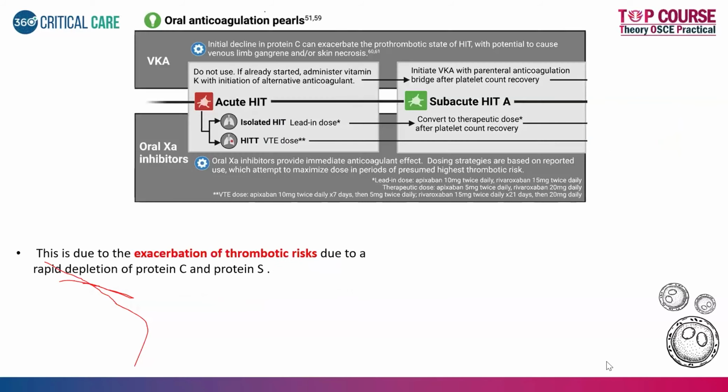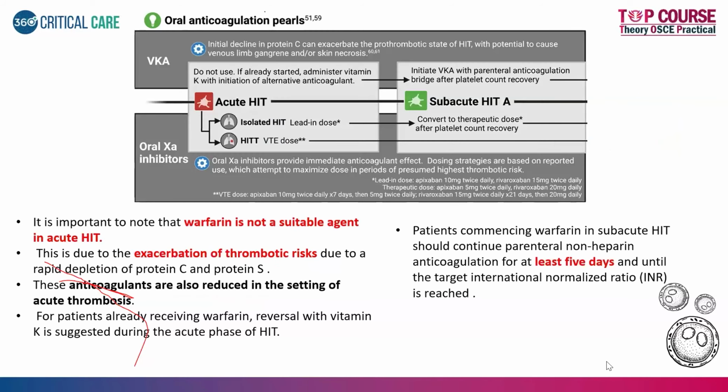So, I told you earlier why we can't use vitamin K antagonists, correct? Usually, we know in HIT we need the anticoagulation at the earliest, and heparin seems to be the culprit causing thrombosis there. So, already there is a prothrombotic state, and at that particular time, if you initiate warfarin, that would cause worsening of thrombosis, and that's the reason we do not give it.